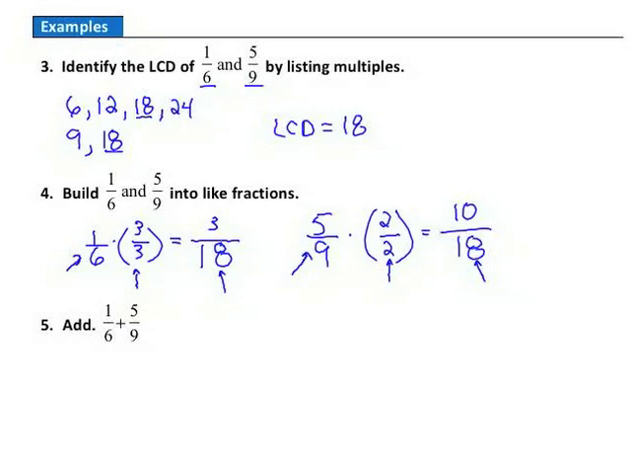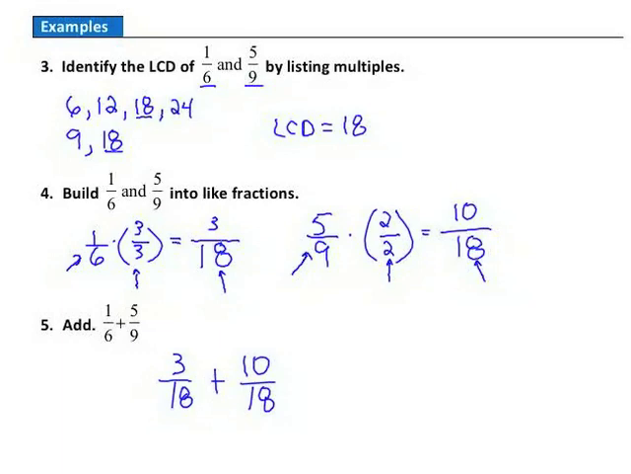Example 5. Add 1/6 and 5/9 together. Well, we already decided these fractions are unlike fractions. We can't add them together as they stand, but we can replace these fractions with the new equivalent fractions we found in example 4. So 1/6, we can replace that with 3/18, because 3/18 is equal to 1/6. And now 5/9, I can replace that with 10/18, because 10/18 is equal to 5/9.